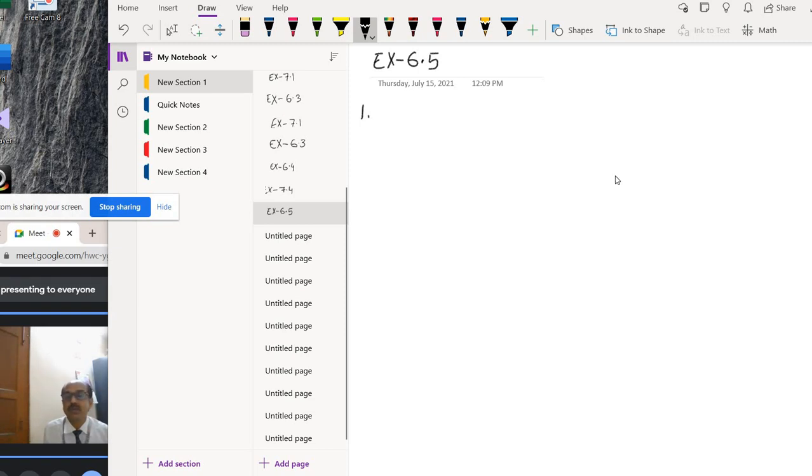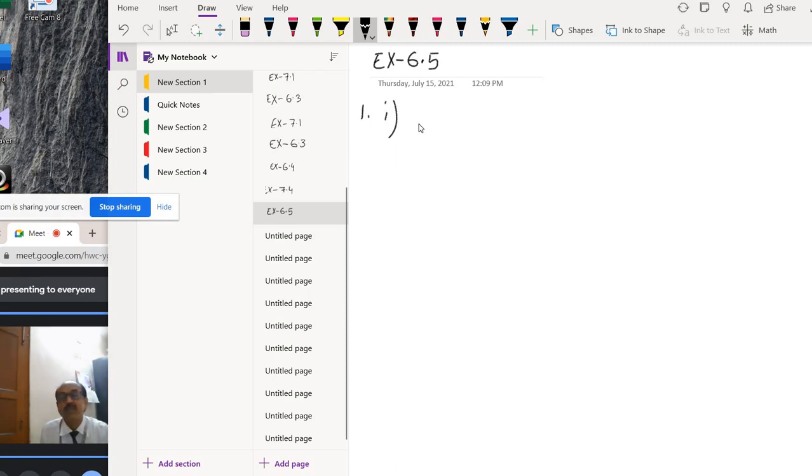Good afternoon. Chapter: Application of Derivatives. Topic: Maxima and Minima. Exercise 6.5. Question number 1: find the maximum and minimum values, if any, of the following functions given by. So the first question is number 1.